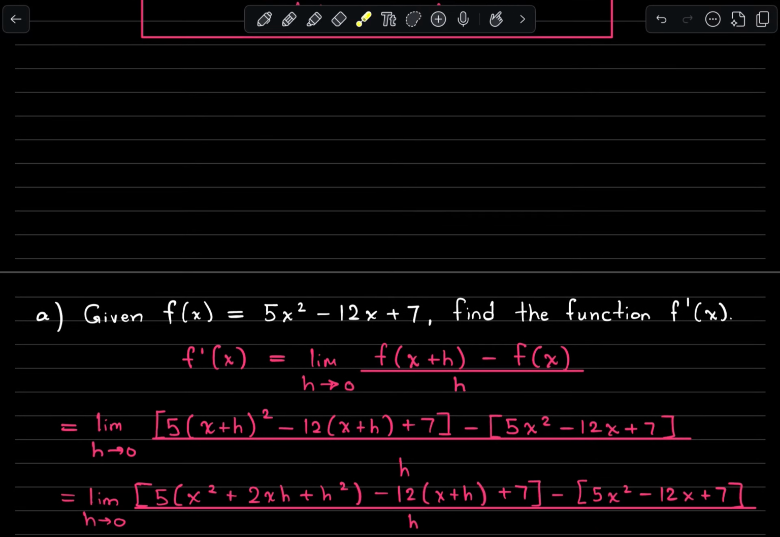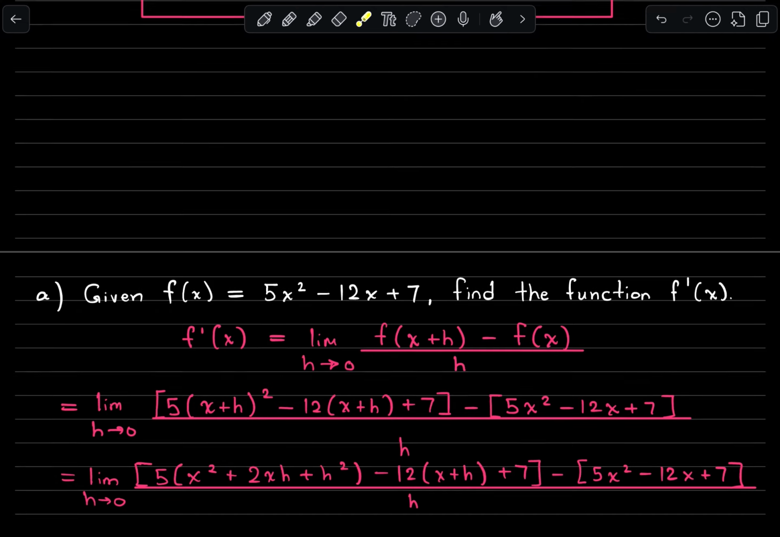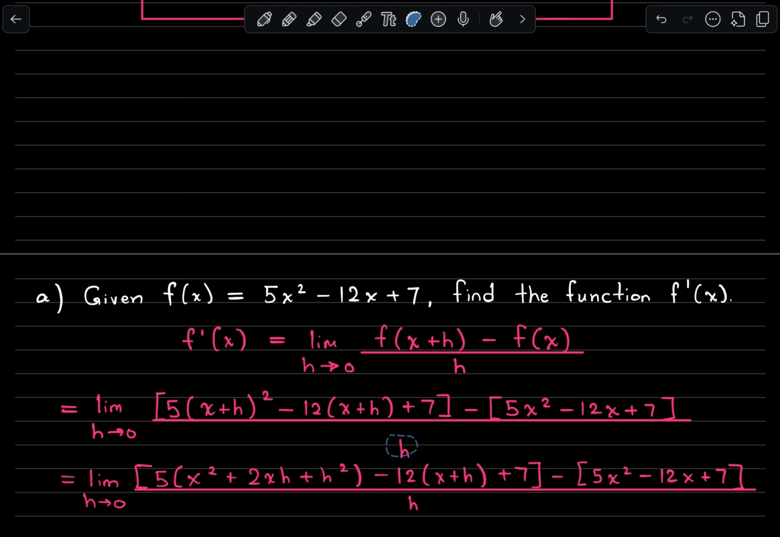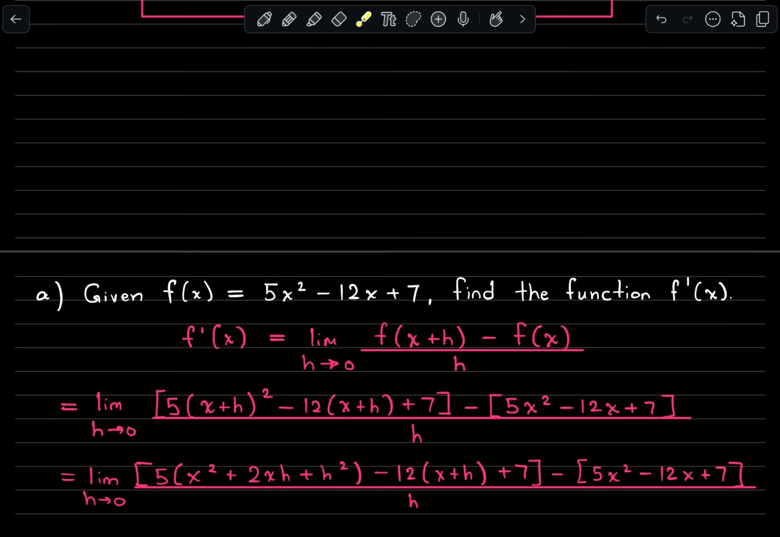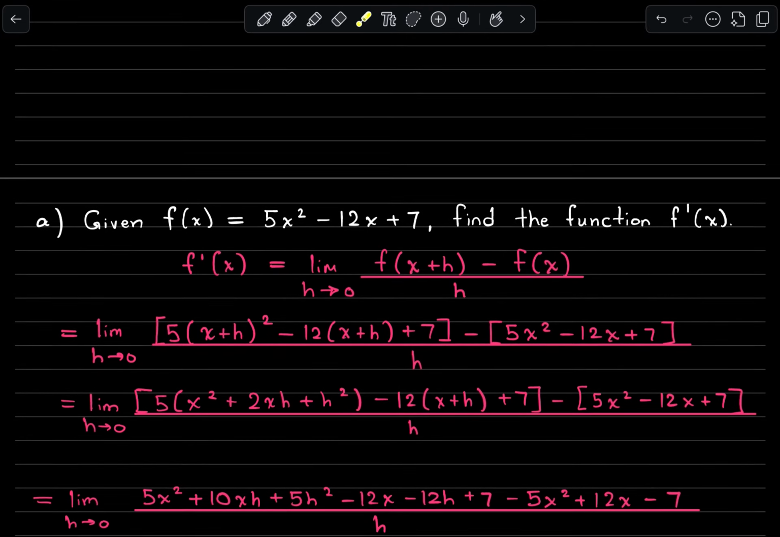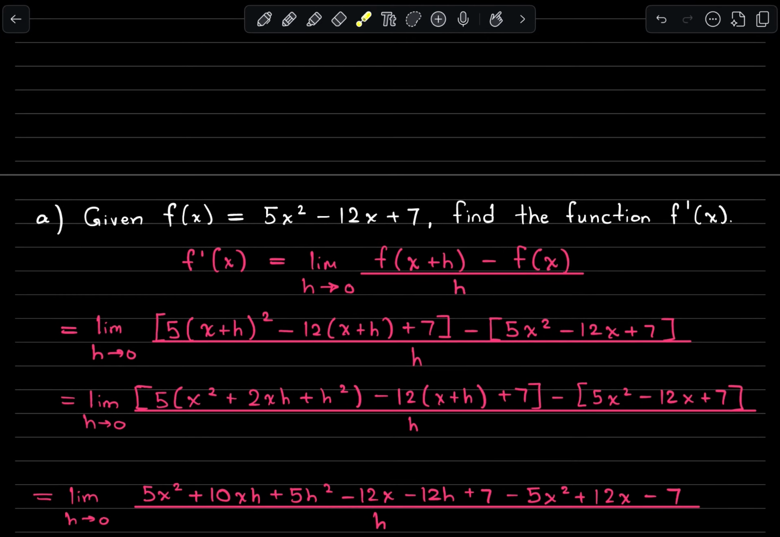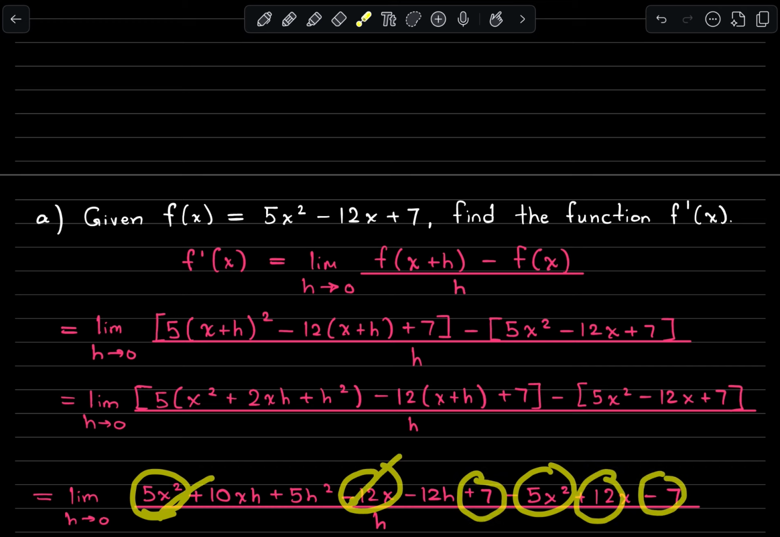Okay, we go ahead, we expand. That's one of our special products. And we can just move this h over here. And then we can go ahead and distribute. And we're going to try to get to this point where we can now look to combine like terms. So we've got a 5x squared, negative 5x squared, negative 12x, positive 12x, positive 7, negative 7. We're going to cancel all of these out.